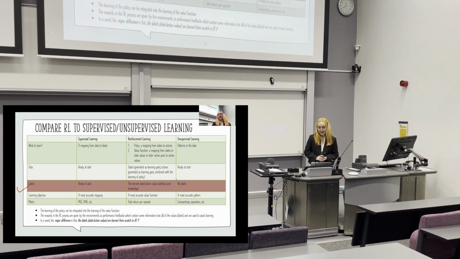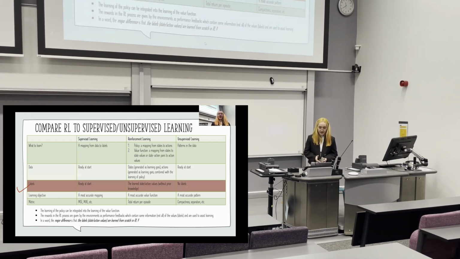Then regarding the availability of data, in both supervised and unsupervised learning, the data are completely ready at the start of training. But in reinforcement learning, the data are the states and actions that are generated as learning goes. They're not ready at the start of the learning process. For the next one, the learning objective of supervised learning is a most accurate mapping from data to labels. For unsupervised learning, it is a most accurate pattern in the data. The objective of reinforcement learning is a most accurate value function.